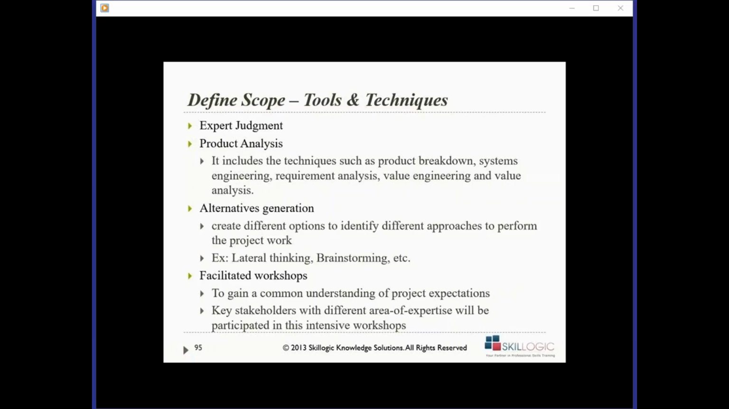Facilitated workshop is to gain a common understanding of the project expectations. Key stakeholders with different areas of expertise will participate in these intensive workshops, right? So using this, I will define my scope. Next, I need to go ahead and define my work breakdown structure out of it, right? I need to go ahead and define my work breakdown structure.